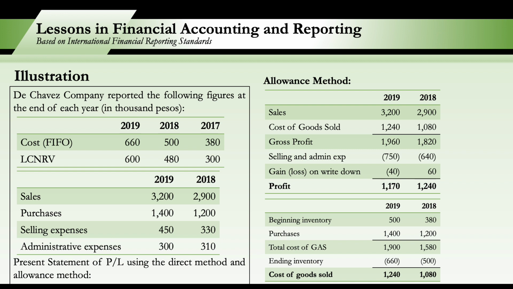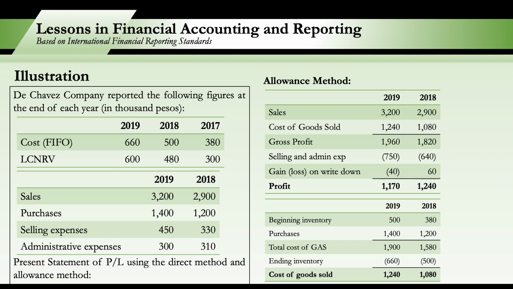Next, for 2019, our sales is 3,200,000. Our cost of sales is 1,240,000. Our gross profit is 1,960,000. And then we deduct the selling and admin expenses in 2019 and also the loss on write-down, the additional loss in 2019. Kasi nga, di ba, nag-increase from 20 to 60. Required allowance in 2018 is 20 and required allowance in 2019 is 60. So additional loss of 40,000. So the profit in 2019 is 1,170,000. This is the same with our direct method.